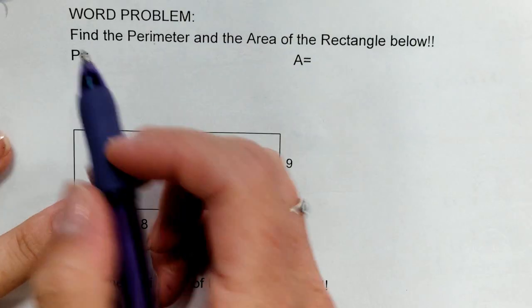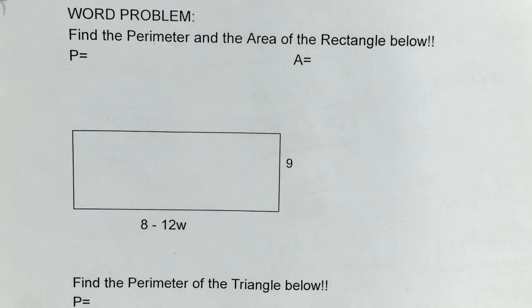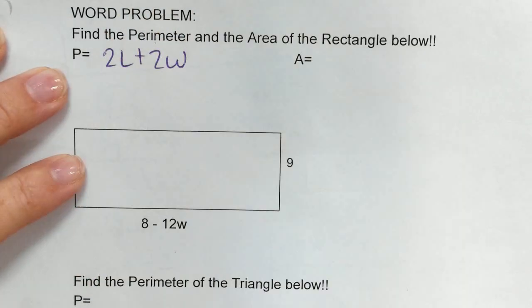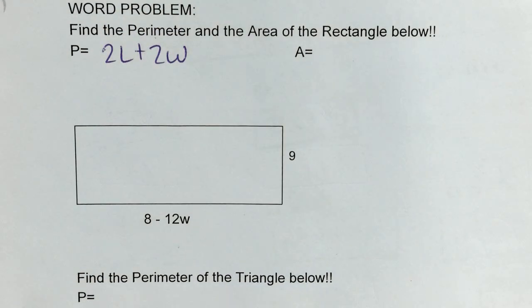No. How do you find perimeter of any shape? Length plus length for rectangles plus width plus width. Didn't you also learn that's 2 times length plus 2 times width? Yes or no? Did y'all learn that? Okay. We're going to set this up algebraically.